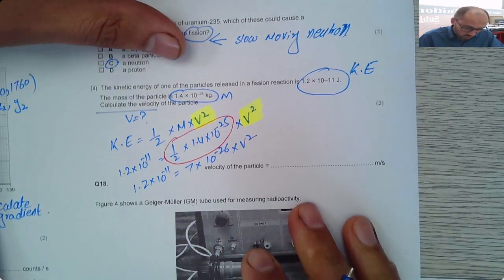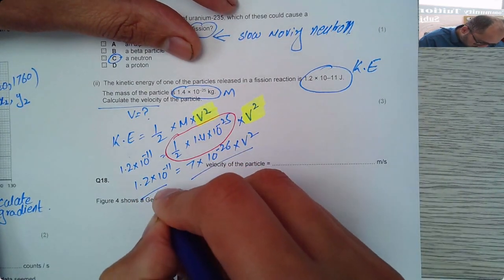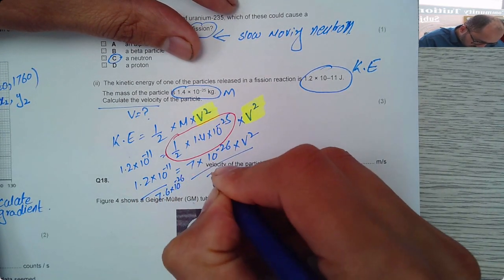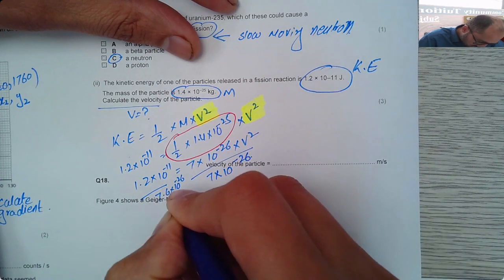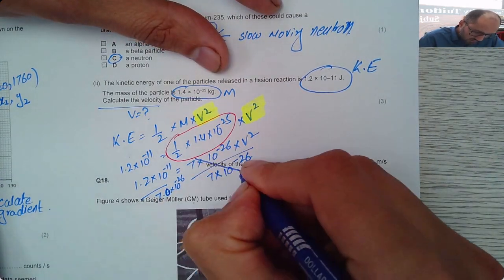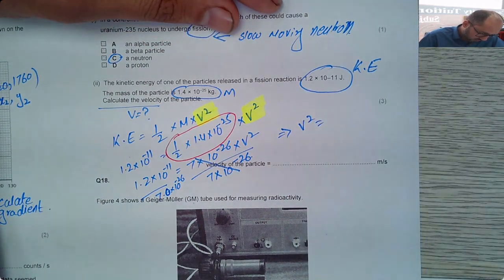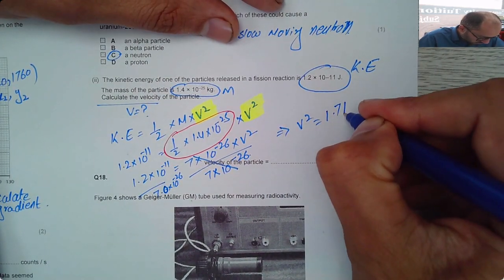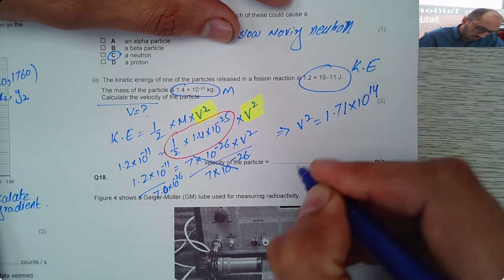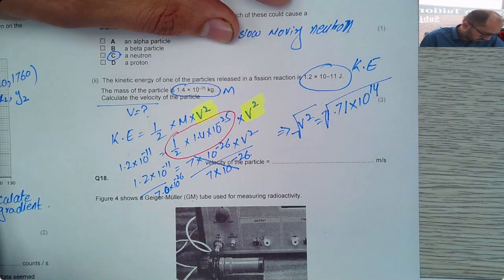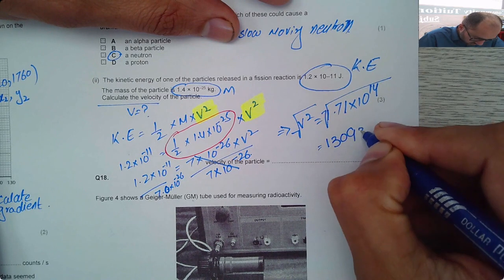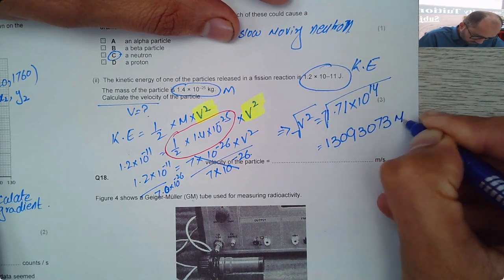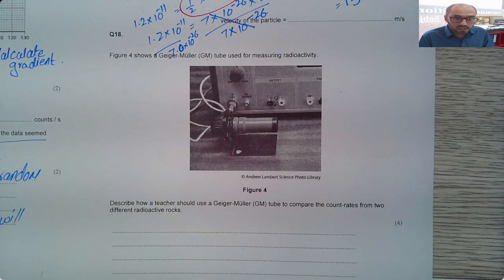times V squared. To get rid of this, I can divide both sides by 7.0 times 10 to the power of minus 26. This will cancel out and it will give me an answer for V squared being equal to 1.71 times 10 to the power of 14. If you take the square root on both sides, you'll end up with an answer which will be 1309373 m/s.